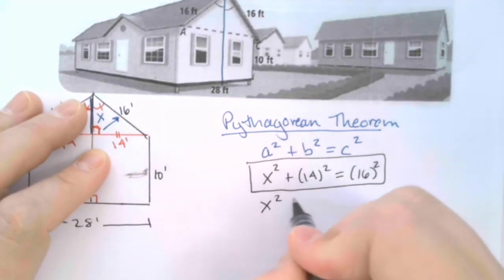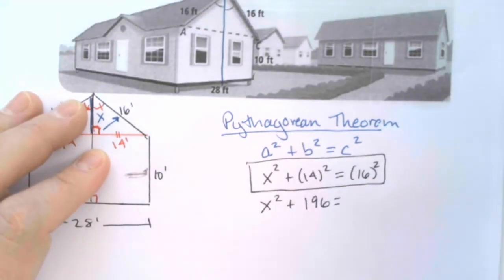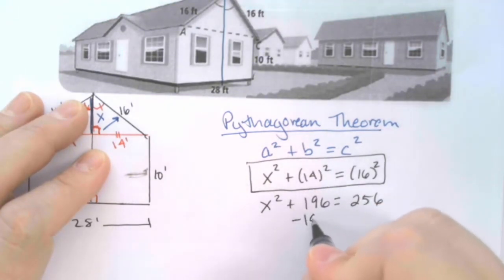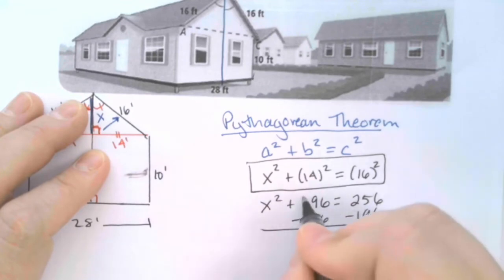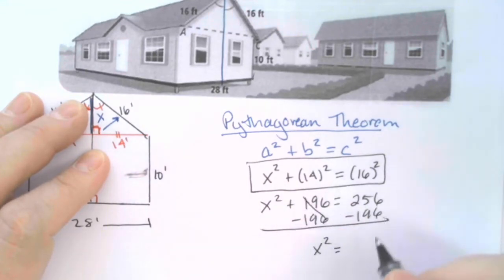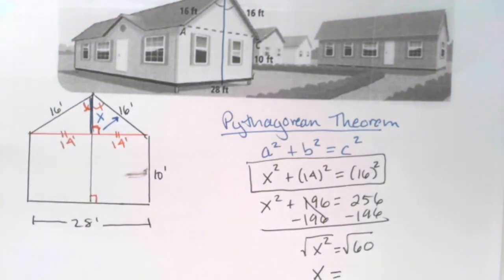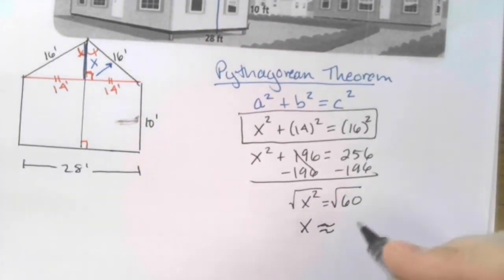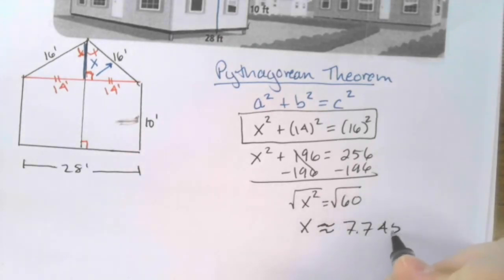All right, 14 times 14 is 196. 16 times 16 is 256. Get x alone, so subtract 196 from both sides. You get x squared equals 60. Then we need to take a square root of both sides. 2 x's, 1 comes out. And this is where you're going to want to use a calculator. And I'm going to make squiggly equals because we're going to round this. When you run this through a calculator, square root of 60 is 7.745. Then it keeps going.